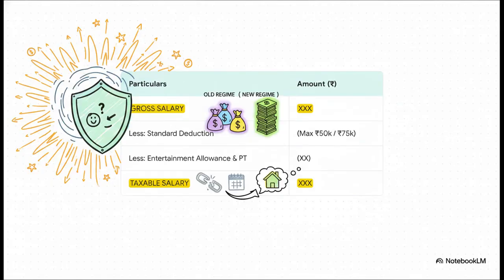First up, the one most of us are familiar with, salary. Think of this as your base power level. We take your basic pay, all your allowances, your perquisites, the non-cash stuff like a company car, and add it all up to get your gross salary.